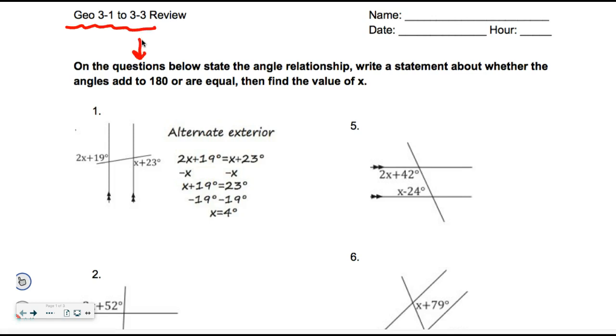So on the top where it says to state the angle relationship, what I want you guys to do is go like this. Put it in a box. Go over here so you know what your options are. So there's 4 types of pairs of angles.